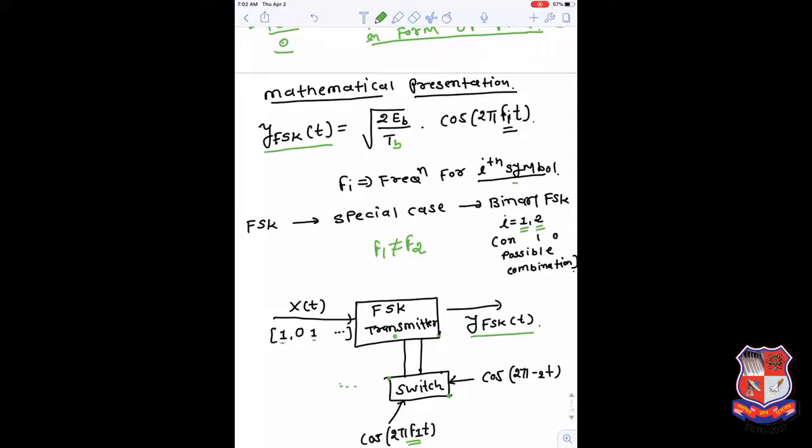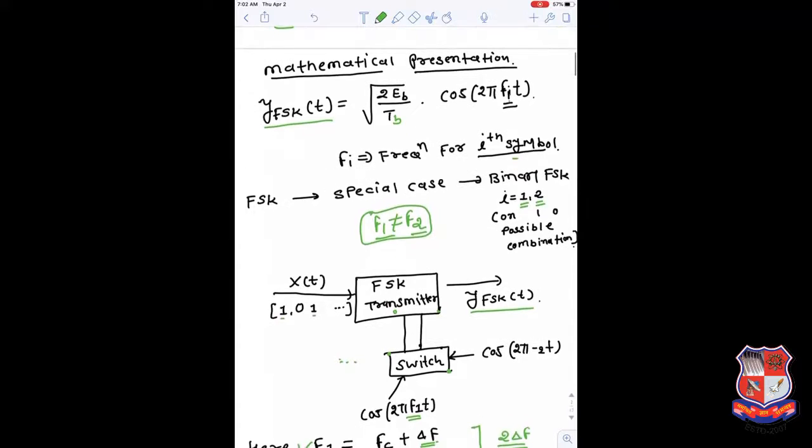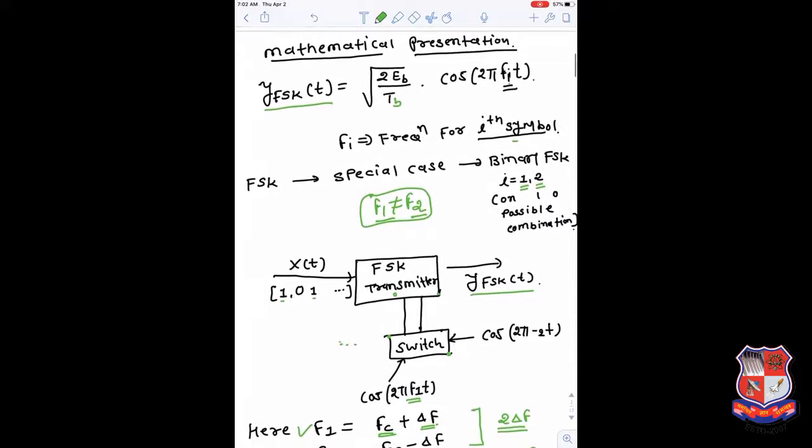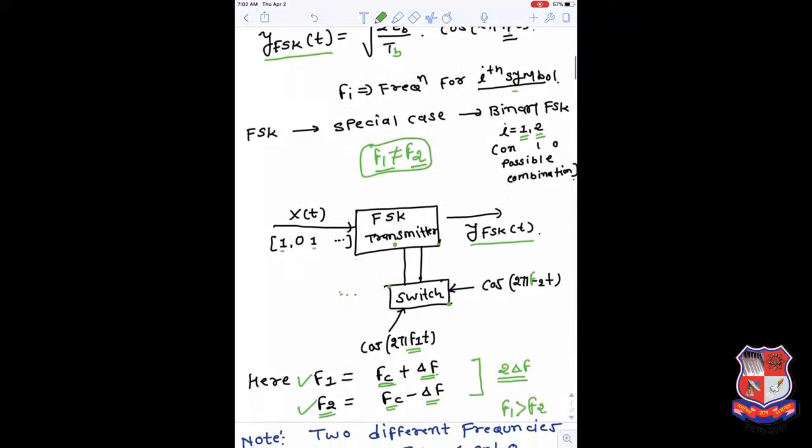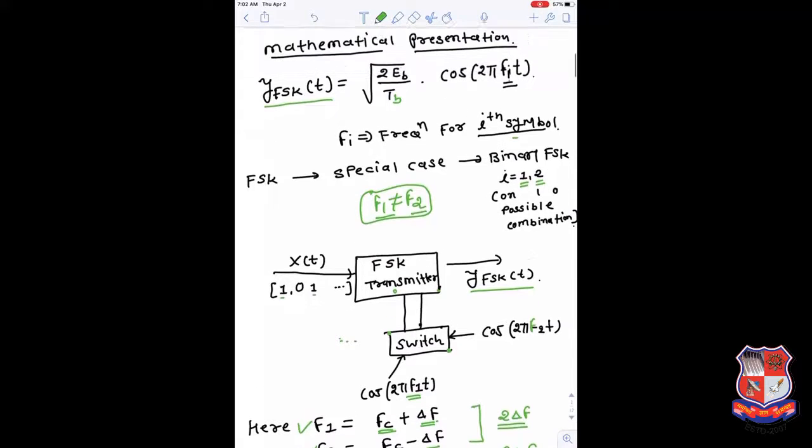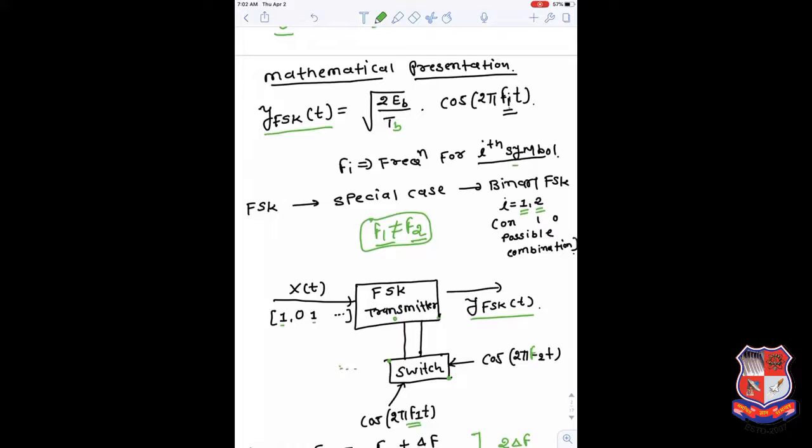So here there may be 2 frequencies, F1 and F2, and assume here that F1 and F2 are not the same, they are different. Generally, when we are transmitting 1, we can transmit with the frequency F1, and if we have a bit 0, we can transmit with the frequency F2.